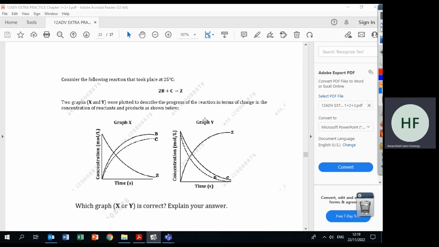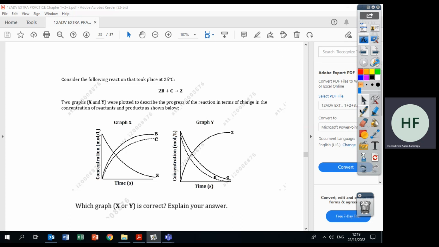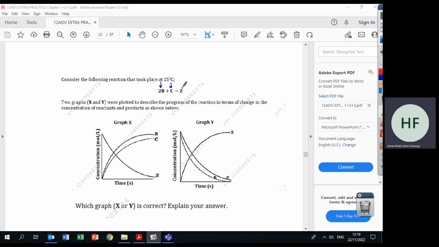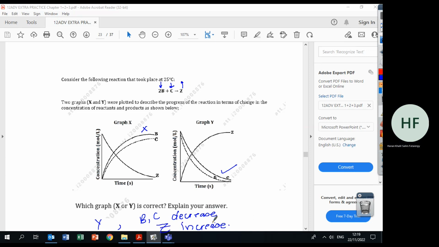Okay, we have two graphs here representing B, C, and Z. Notice that B and C are reactants, Z is a product. Which graph, X or Y, is correct? Explain your answer. Now B and C, because they are reactants, they must decrease. And Z is a product, so it must increase. So here, as you can see in this graph, B and C are increasing, so this is wrong. Here, B and C are decreasing, so this is right. So the graph Y is correct. Why? Because B and C decrease and Z increases.